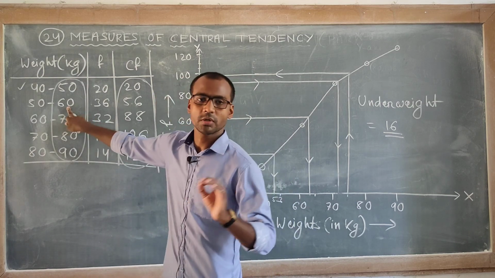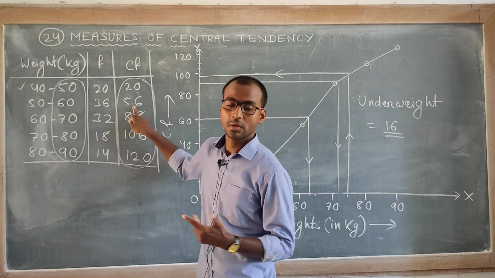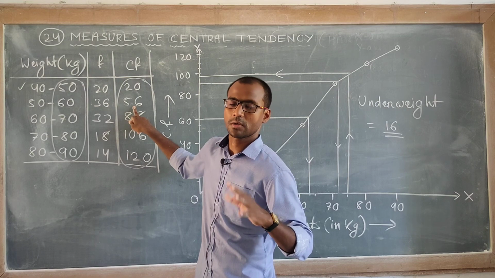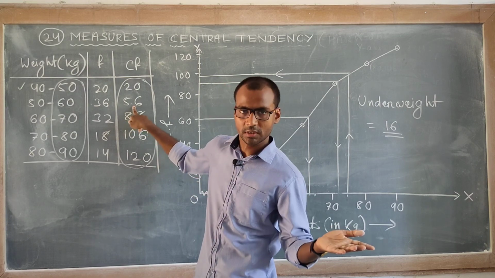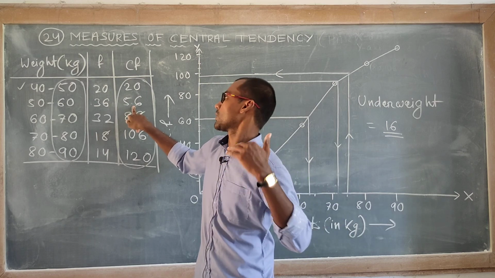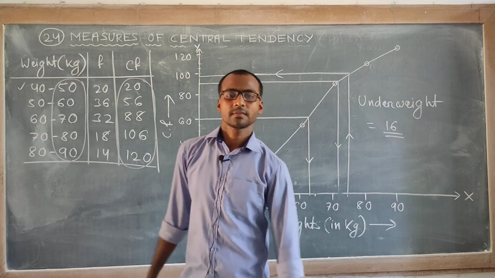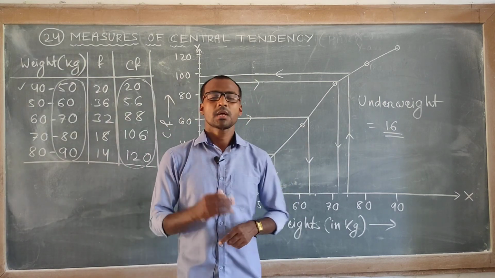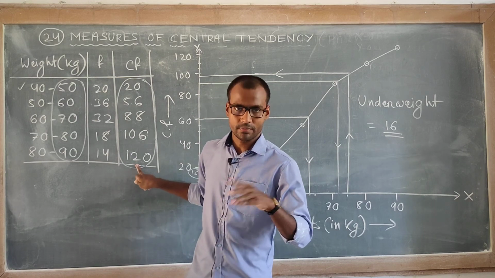Above 60, how many students are there? Below 60, how many students are there? 56 students. So above 60, how many students will be there? 120 minus 56, because these 56 students are below 60. We need above 60. So above 60 means 120 minus 56, which is 64 students. So for below you will get a direct answer. For above, you should not forget to subtract from the total value, sigma f.